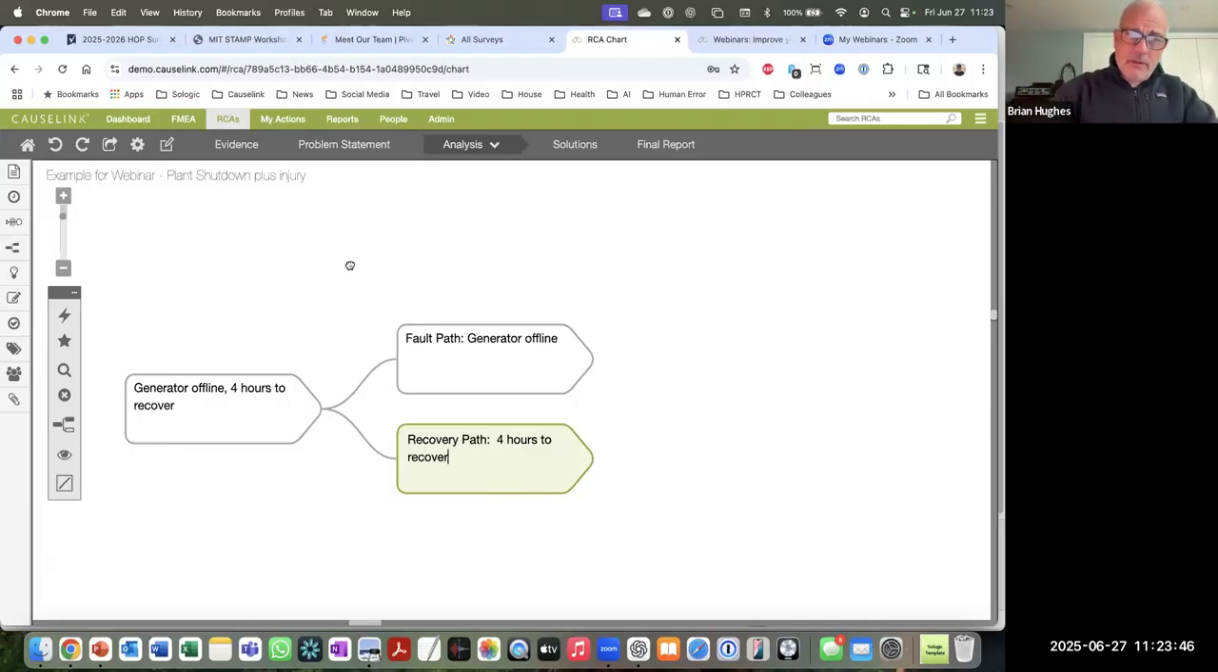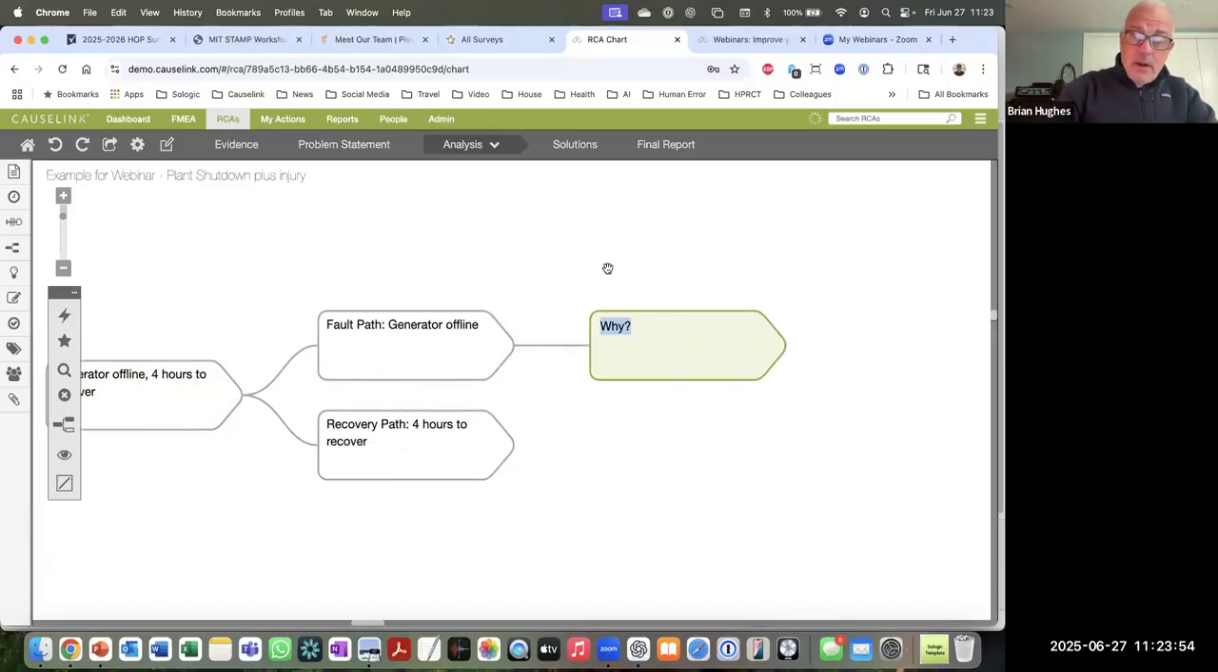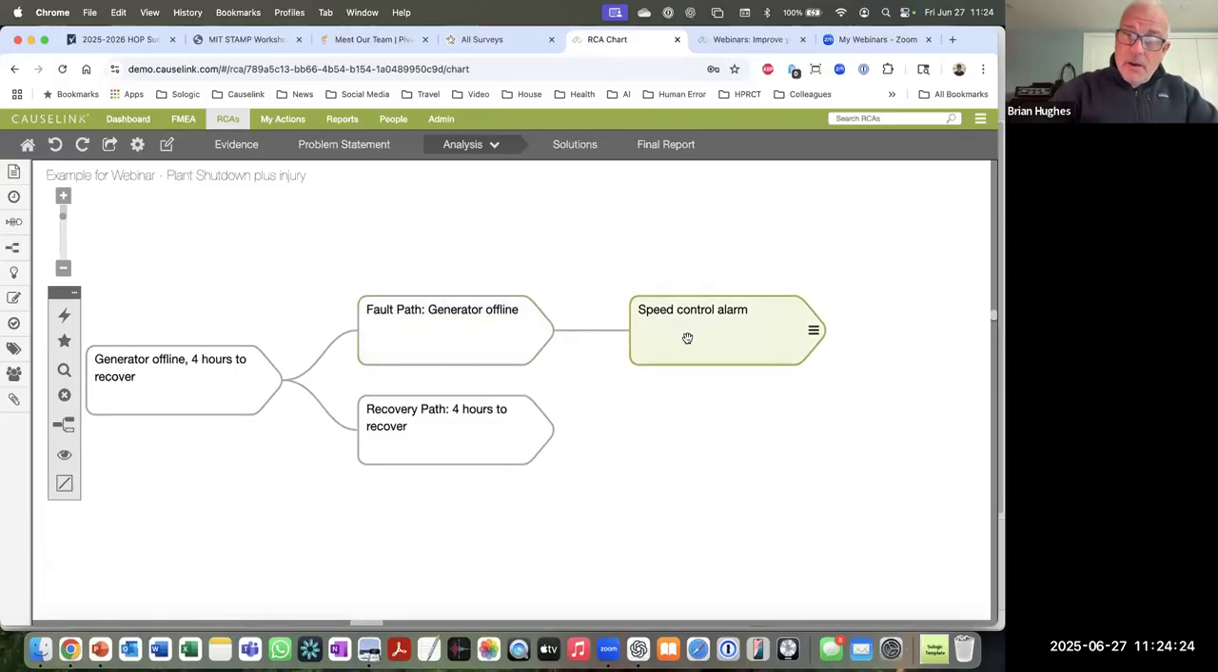Okay, so that's me using causal logic. That plus that equals that. And now I'm going to go why the gen was gone. The reason was, as we learned a little bit more, that we had a speed control alarm. Okay, and so you had a speed control alarm that occurred that brought the generator offline. Every time you have a speed control alarm happen, in other words, things going too fast, that brings the gen down. No, it doesn't, because this happens sometimes.